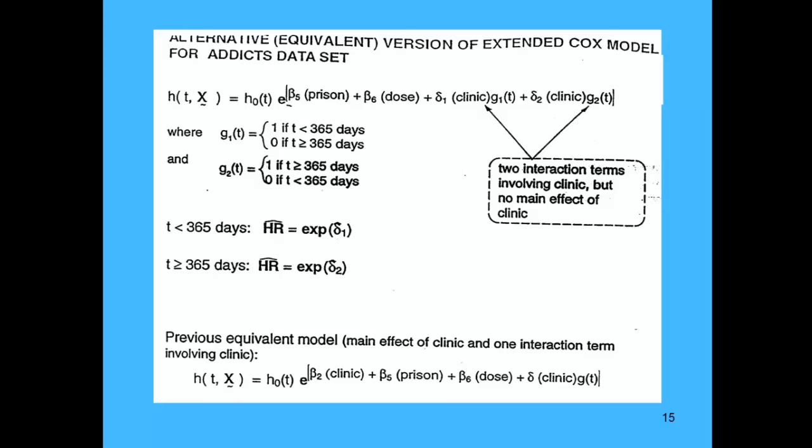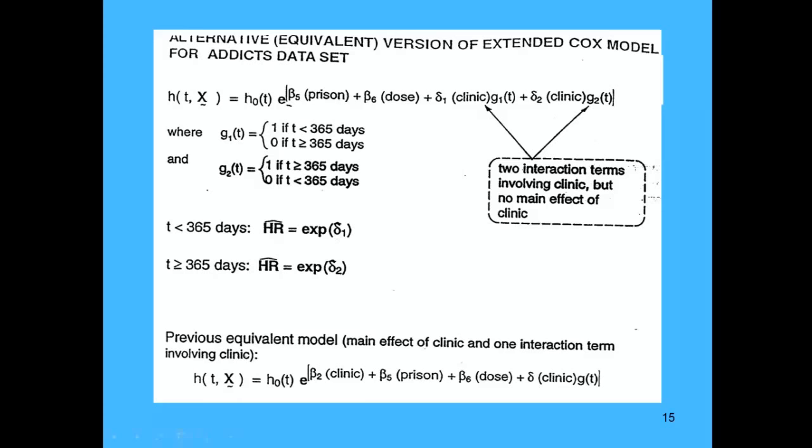Now, look at what happens here. For this model, what happens if t is less than 365? If time is less than 365, what's the value of G1? 1. What's the value of G2 if time is less than 365? 0. So if t is less than 365, G1 of t is 1, and G2 of t is 0. So what does the model look like? It has prison, dose, delta 1 times clinic times 1, and the other term isn't there. What's the hazard ratio when t is less than 365? It's e to the delta 1, because that's the coefficient of the only variable in the model that involves clinic.